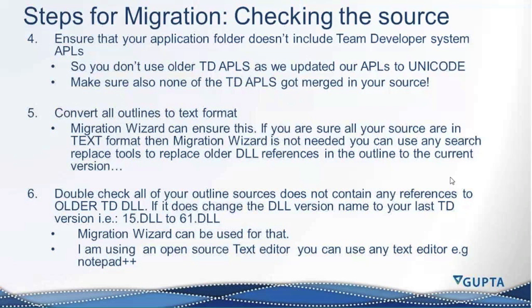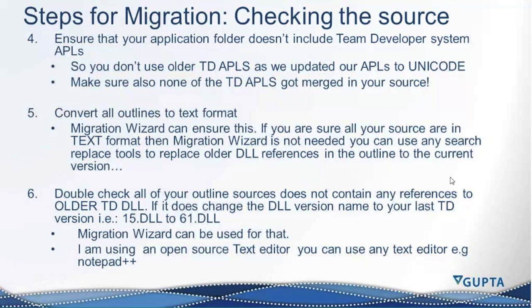So if you are using a migration wizard, then you don't have to worry about converting your APPs into APT text format. You can just use the migration wizard and it'll do the work for you. If you are not using the migration wizard, then you'll have to save your APPs into text format, and then you can use Notepad or any other tool to replace your DLL reference in outline to the current version.